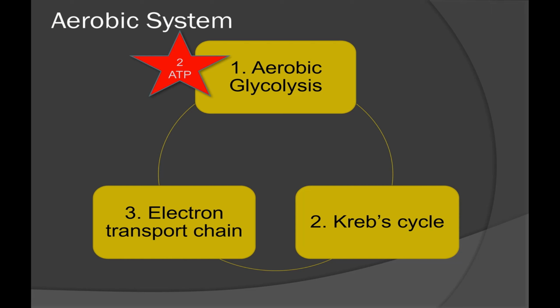We then move into phase 2, which is the Krebs cycle, and again we'll speak more about that as we progress through this system, but we are producing 2 ATP in stage 2 of the aerobic system. And then stage 3 is the electron transport chain, where we are producing 34 ATP. So you can see there already there is a huge difference in the amount of ATP that we can resynthesize from 1 molecule of glucose when oxygen is present.